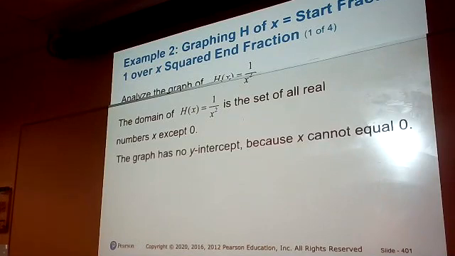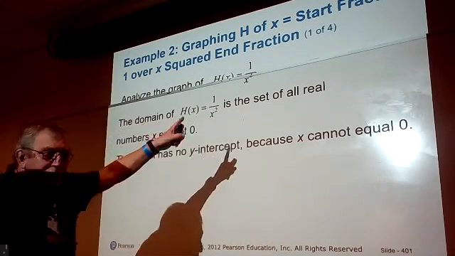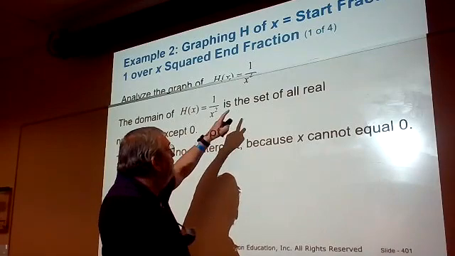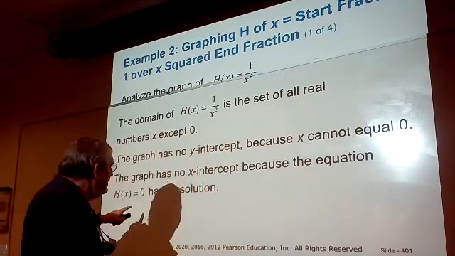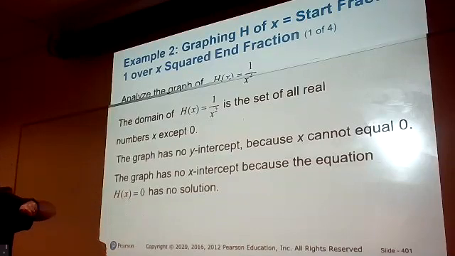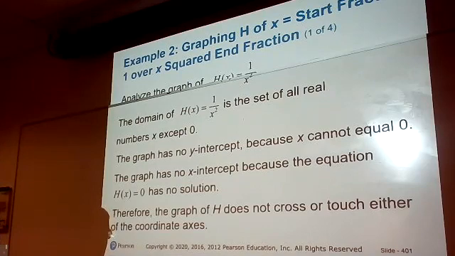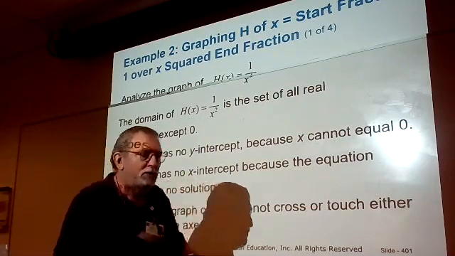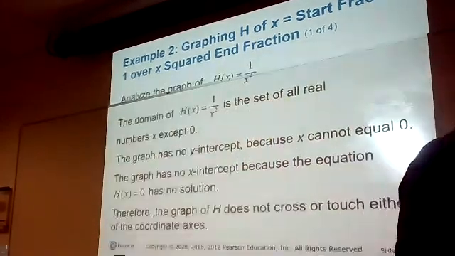Right. The graph has no y-intercept because you can't use 0 to find the y-intercept. And 1 over x squared equal to 0 has no real solution. Because to find the solution, you multiply both sides by x squared and you get 1 equals 0, which is a false statement. So boom, no solution. Therefore, the graph of h does not cross or touch either of the coordinate axes. So it doesn't touch or cross the x-axis or the y-axis.